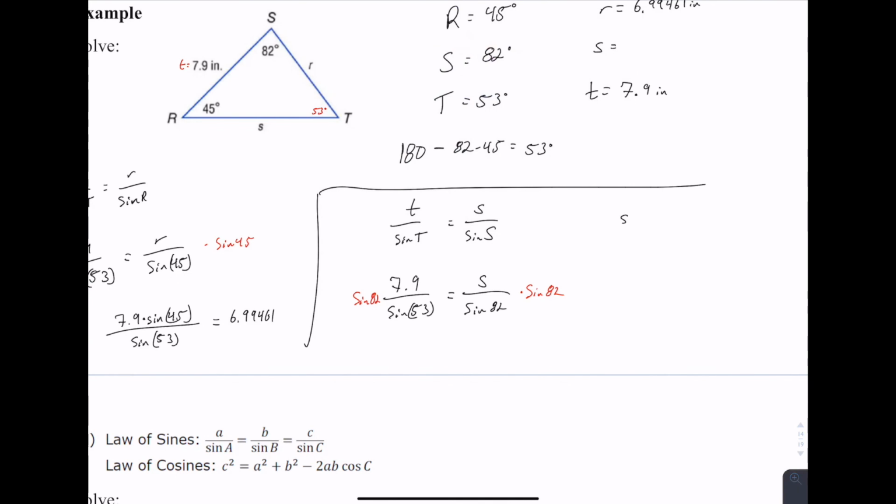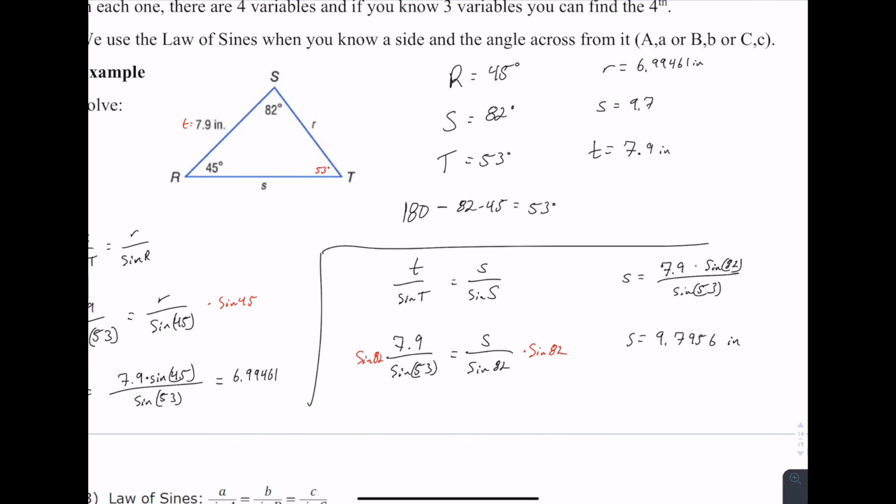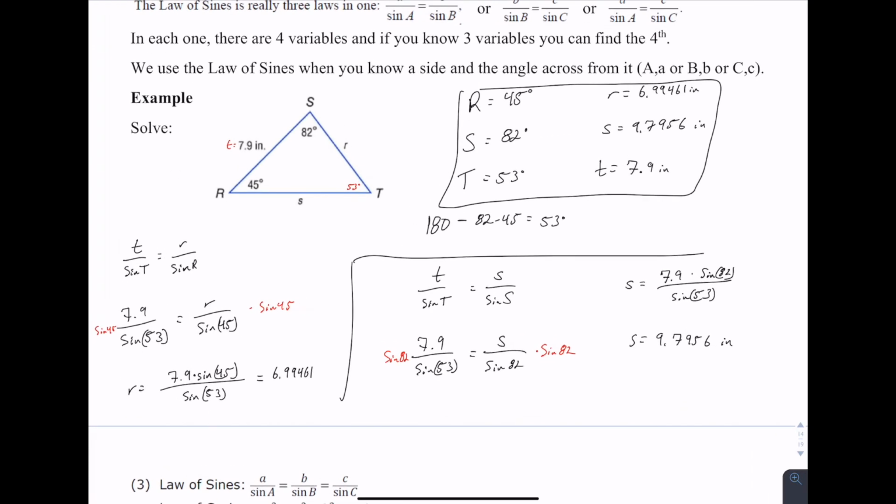So this ends up being little s equals 7.9 times sine 82 all over sine 53. Plug and chug in the magic calculator and you end up with 9.7956 inches. So we go up here, 9.7956 inches. And we're done. We have figured out every angle and every side. And that's it. That's what you're going to be doing on the next page.